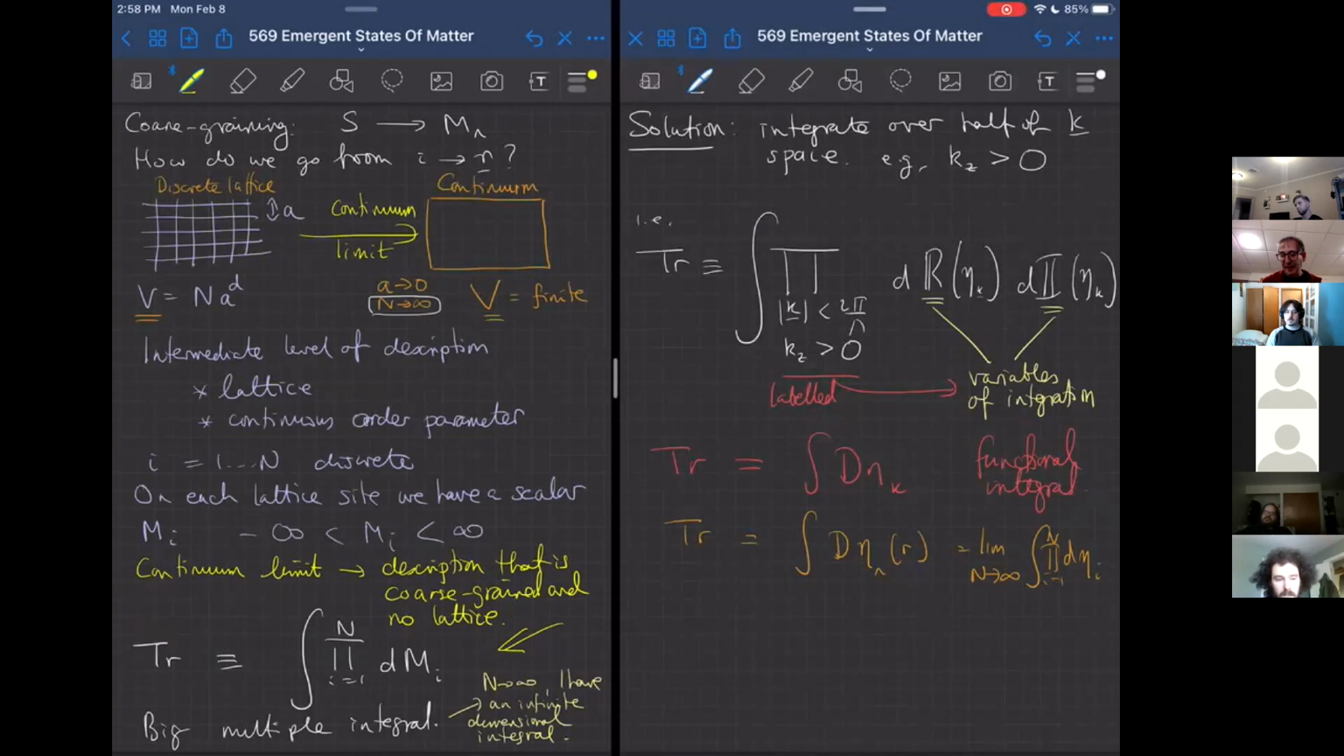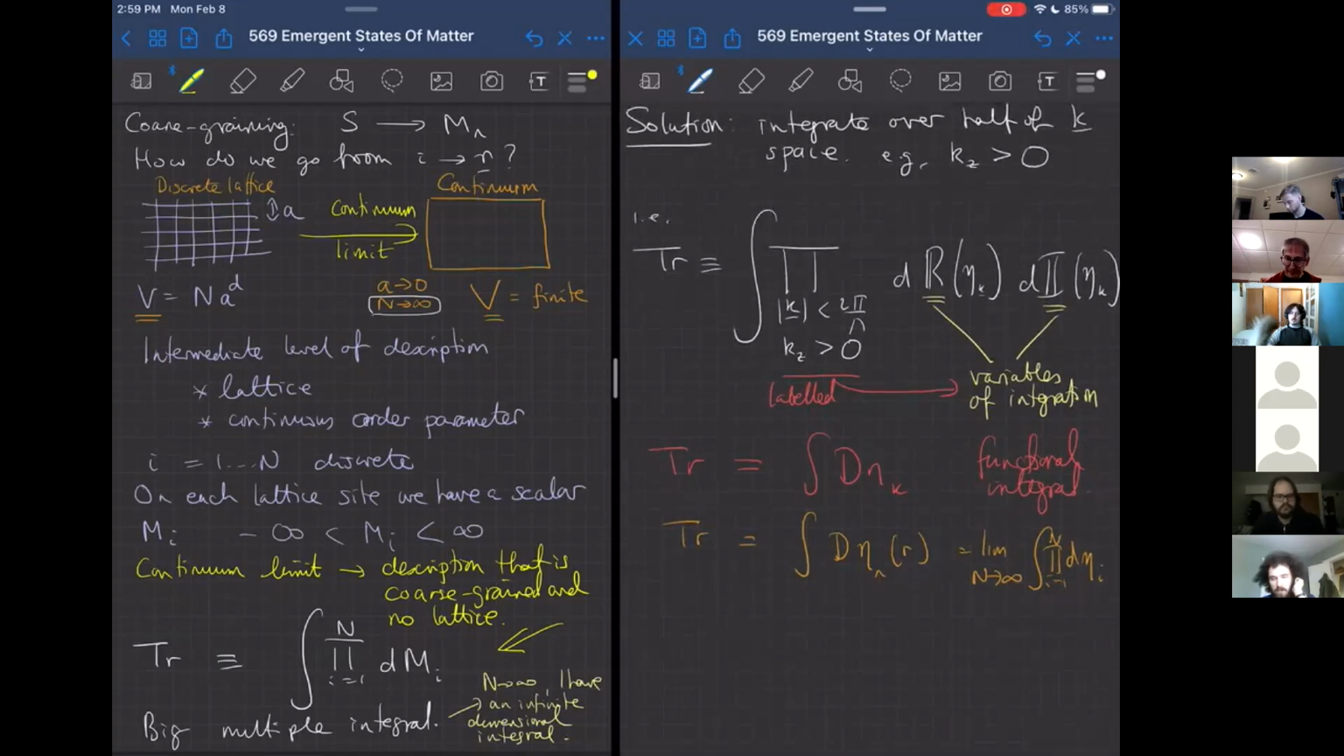Okay, so remember this is the label. We want to keep it like this, because when we actually do the calculation, the k integrals are going to be in an exponential, not just out in front. You'll see that in a minute. Okay, so this is known as functional integration.